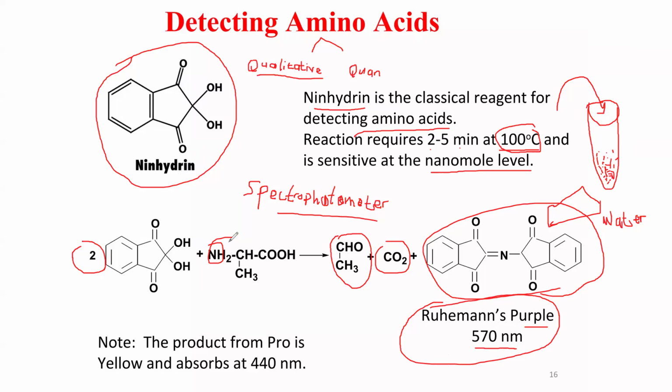So you see, it's the nitrogen from the amino acid that links the two ninhydrin reagents that makes it absorb at this 570 nanometer, and the color is purple. So with this, ladies and gentlemen, you'll be able to understand that if there is no amino acid, there will not be formation of this product and there will not be absorbance at this. So that is the detection of amino acids.